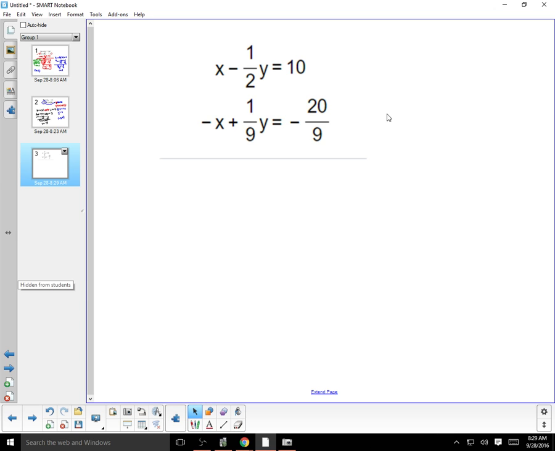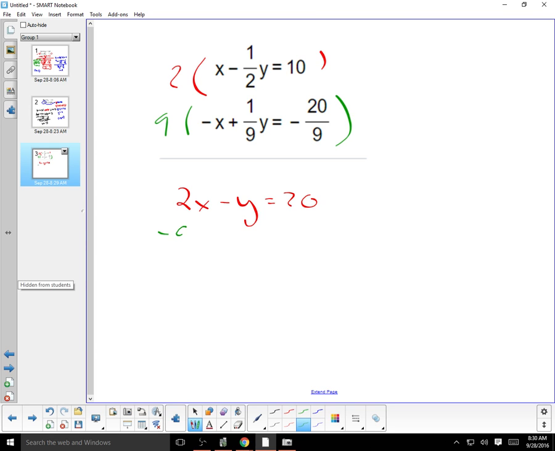Let's take a look at the top equation. Let's make it twice bigger, because it's got a denominator of 2. So we'll make everything 2 times bigger. So I'm going to multiply this by 2. That gives me 2x minus y is equal to 20. Cool? Second equation, what am I going to multiply by? 9. So that gives me negative 9x plus y is equal to negative 20.